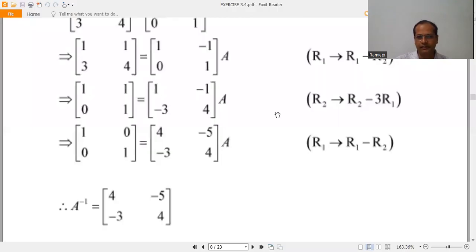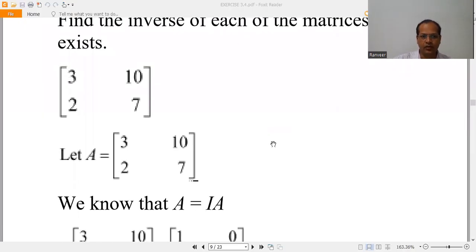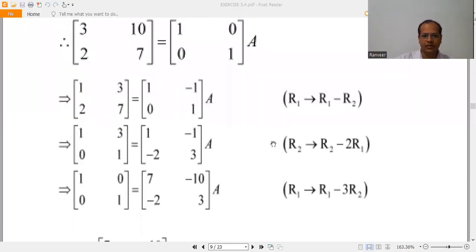Now next question. These are the steps that we have to follow. The 9th question is also the same. 3 10 2 7. After doing all the operations here, A, so R1 minus R2 minus 2R1. So here, one by one operation.